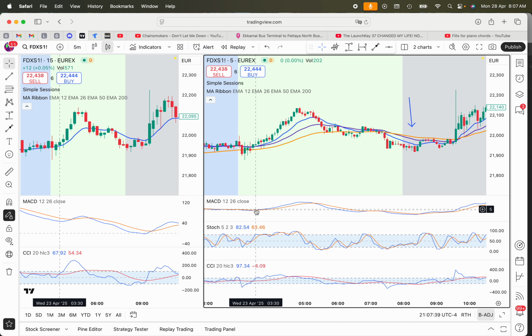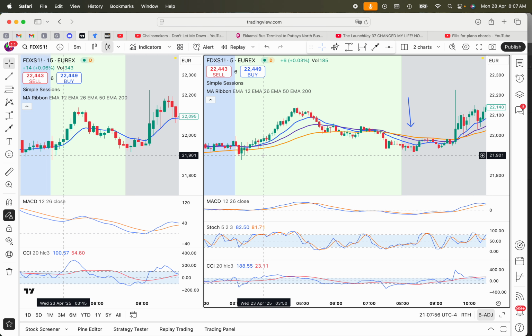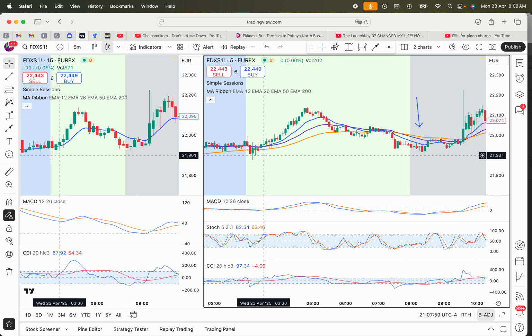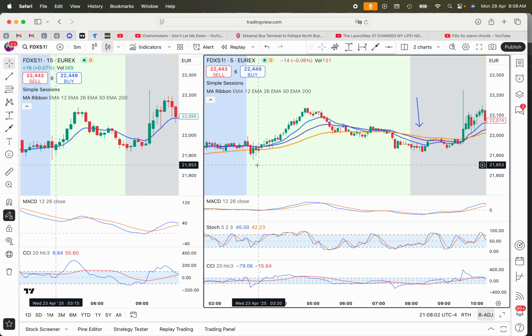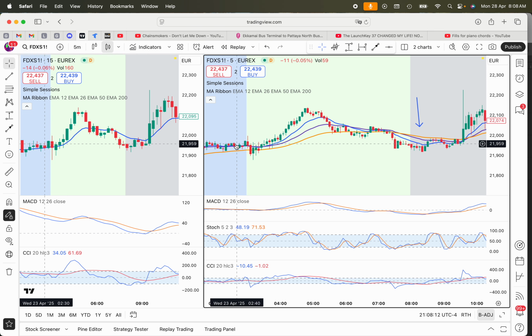Then after 5, 10, 15 minutes or so, you can start to see the 12 separate from the 26, and of course the 50 EMA is supporting the trend. Generally, if price is above the 50, we're long, and if it's below the 50, we're short. That's a simplified version of trend, but you've really got to look at everything. So straight away I'm thinking it's long, because the EMAs are above that 50 EMA and price is above.